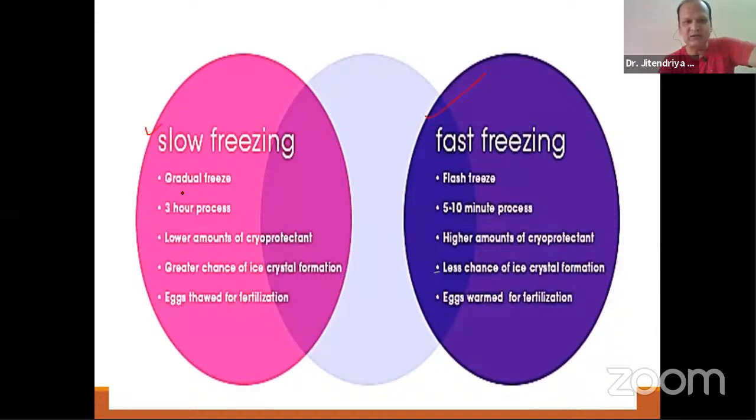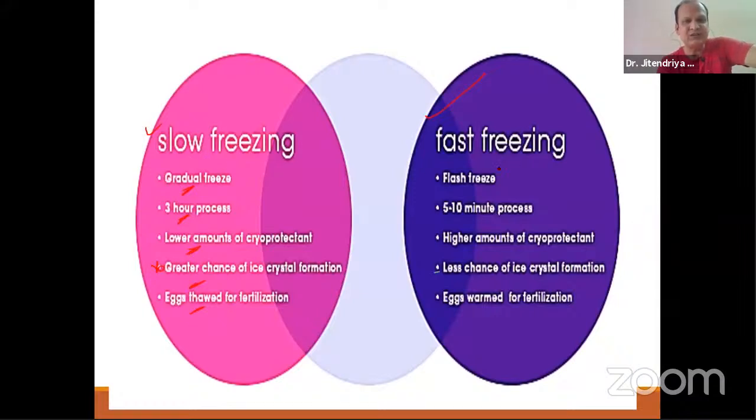What we have discussed, slow freezing is a gradual process. It will take about 3 hours. Less amount of cryoprotectants is needed, and there is a greater chance of ice crystal formation. This is one of the negative features. In this process, mostly eggs stored for fertilization prefer slow freezing.